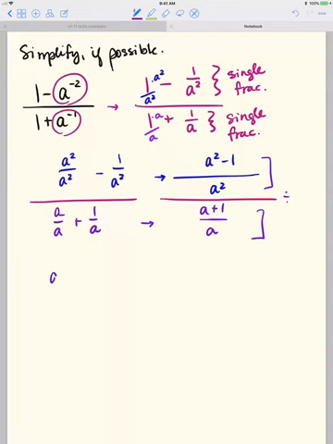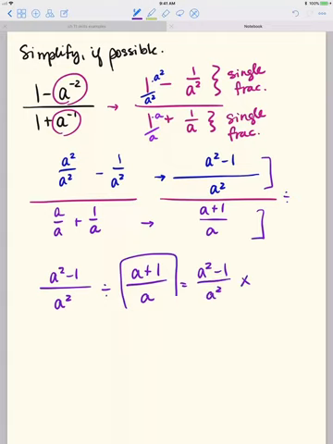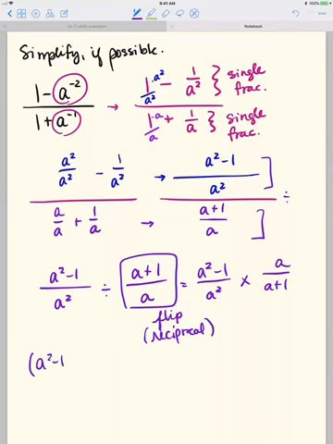So I'm going to take that top fraction, the a squared minus 1 over a squared, and divide it by, just like it looks, a plus 1 over a. And then I'm going to take the a squared minus 1 over a squared and multiply, and then again flip, do the reciprocal, favorite word, go with it, and that would be a over a plus 1. So what we have is a squared minus 1 times a over a squared times a plus 1.